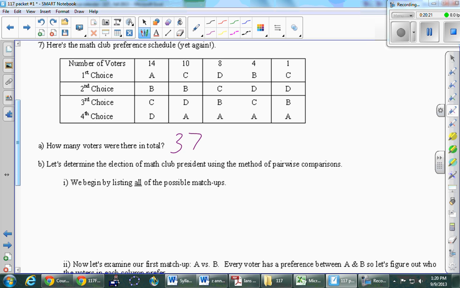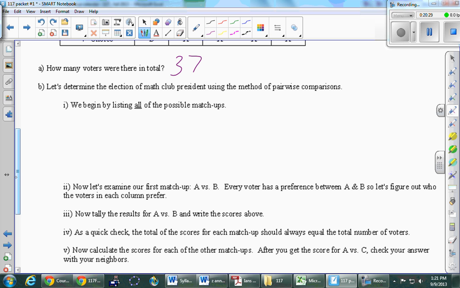So B says, let's determine the election using the method of pairwise comparisons. We begin by listing all of the possible matchups. So all the possible ways that these competitors can be faced off head to head. We could have A versus B. We could have A versus C. We could have A versus D.